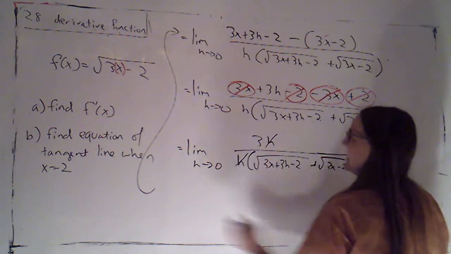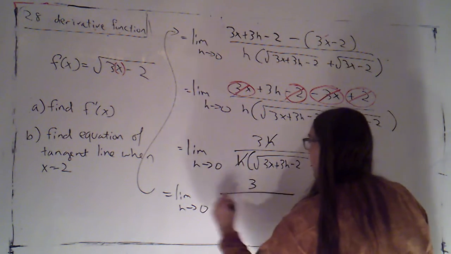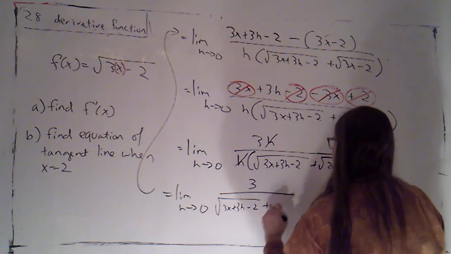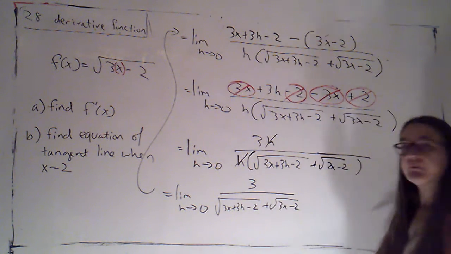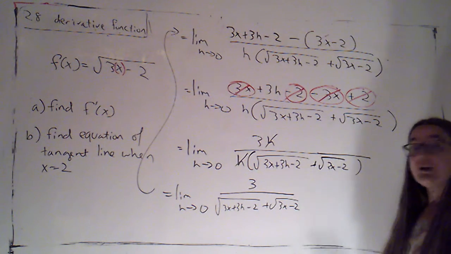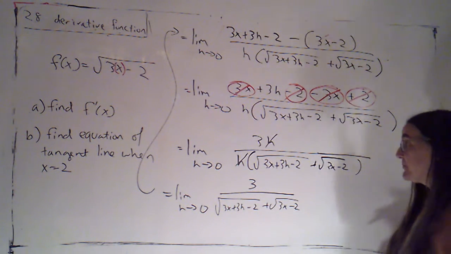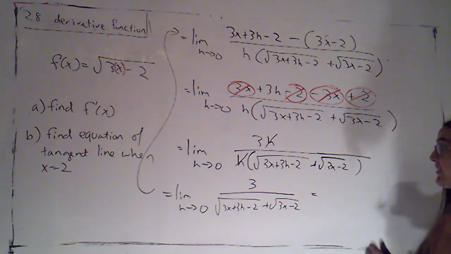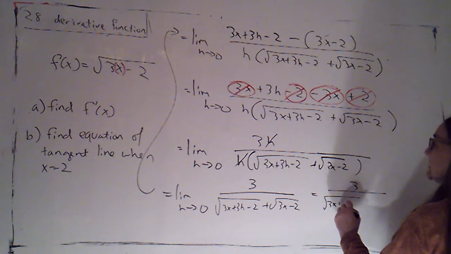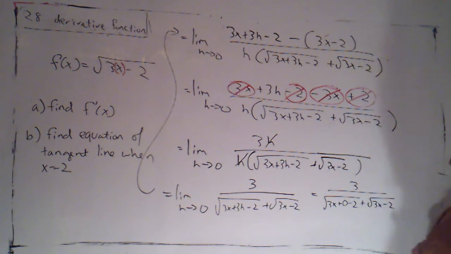Okay. Now when we do that, we've got the limit as h goes to 0 of 3 over root 3x plus 3h minus 2 plus root 3x minus 2. Now there's still an h in the denominator, but it's not by itself. Plugging in 0 for h does not make the bottom equal 0. So I can plug in 0 for h. So it's 3 over root 3x plus 0 minus 2 plus root 3x minus 2.